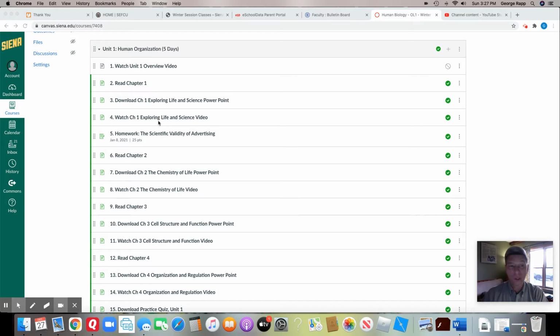As I said, there are four chapters. The first one is entitled Exploring Life and Science. The first half of the chapter talks about the definition of biology, living things, and specifically what makes humans different than other animals. And the second half of the chapter deals with the scientific method, how scientists conduct experiments, how we determine whether data is valid, and that sort of thing.